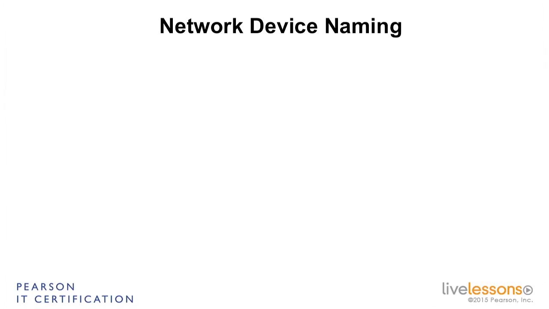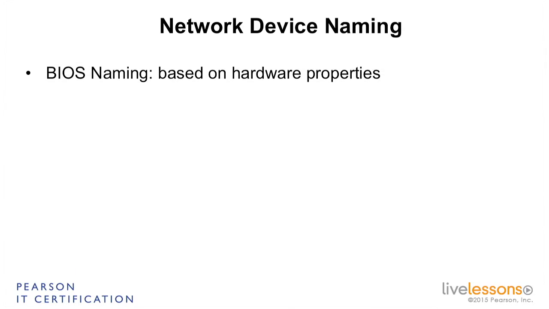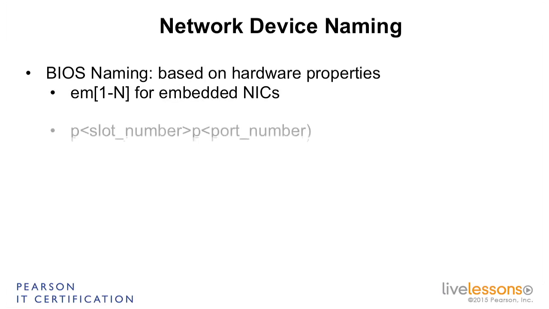So to set up networking, you should first understand network interface card naming. In previous versions of Linux, network interface card naming was simple. Your NIC was just called ETH0. In RHEL 7, there are 3 different naming schemes available. First there is BIOS naming, which is based on hardware properties of the network card. Typically you would see network card names like EM1 up to anything for embedded NICs. EM is just short for embedded.